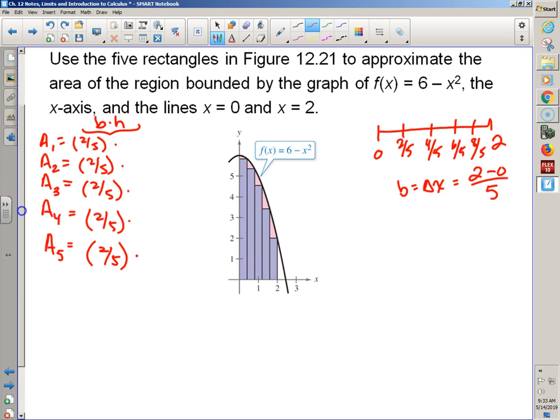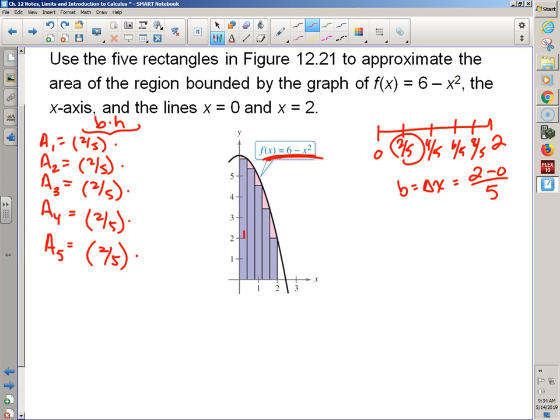Heights. Can you guys take your first rectangle? Let's say the first one is the one on the far left. If we were to take the first rectangle, how high does he go? F of what x, though? Do you see where he hits the curve? Does he hit the curve at 0? Is it 6? No. He hits the curve at 2/5.